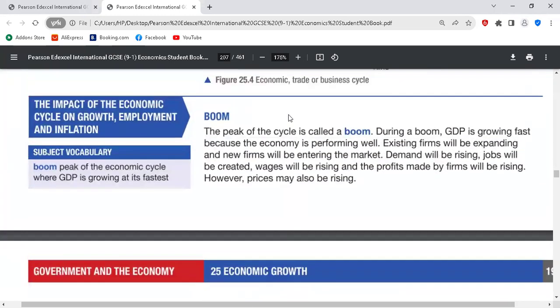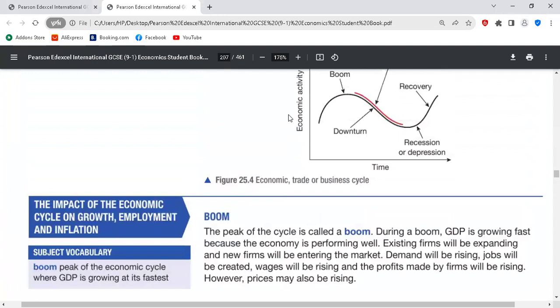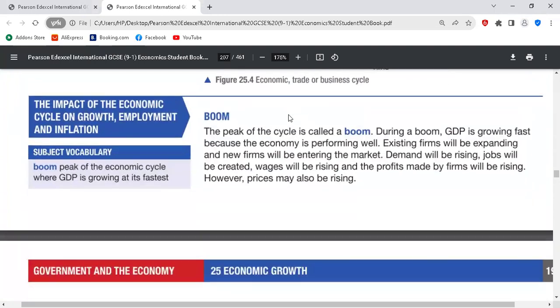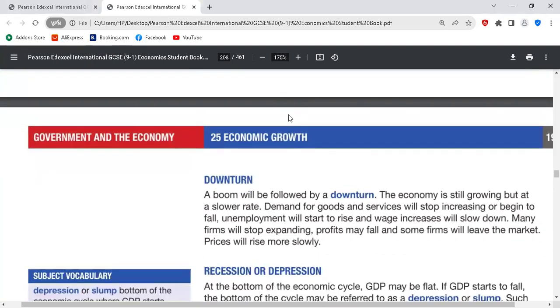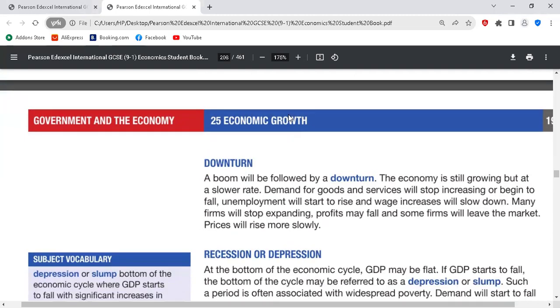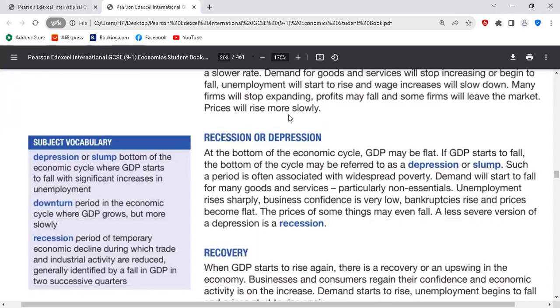Do you get it? So at that point in time, things become slower. Employment would also fall. Do you understand? Profit would fall. Businesses will not be able to expand further because there's no revenue coming in. Clear? That is downturn. Then we go to recession or depression.